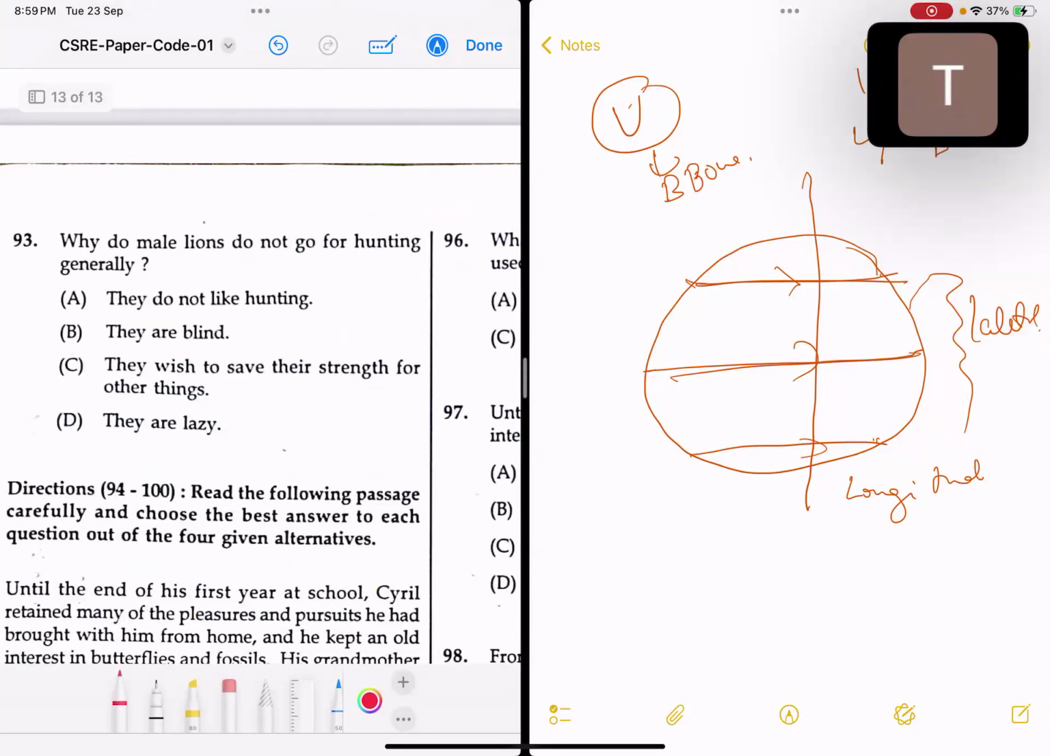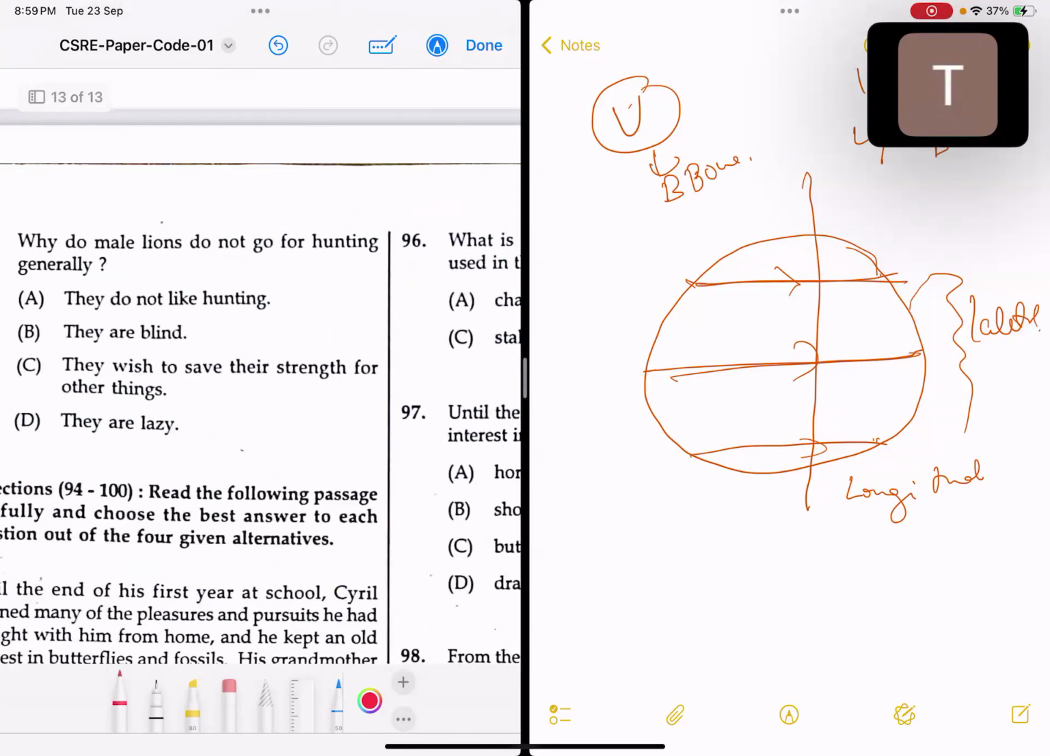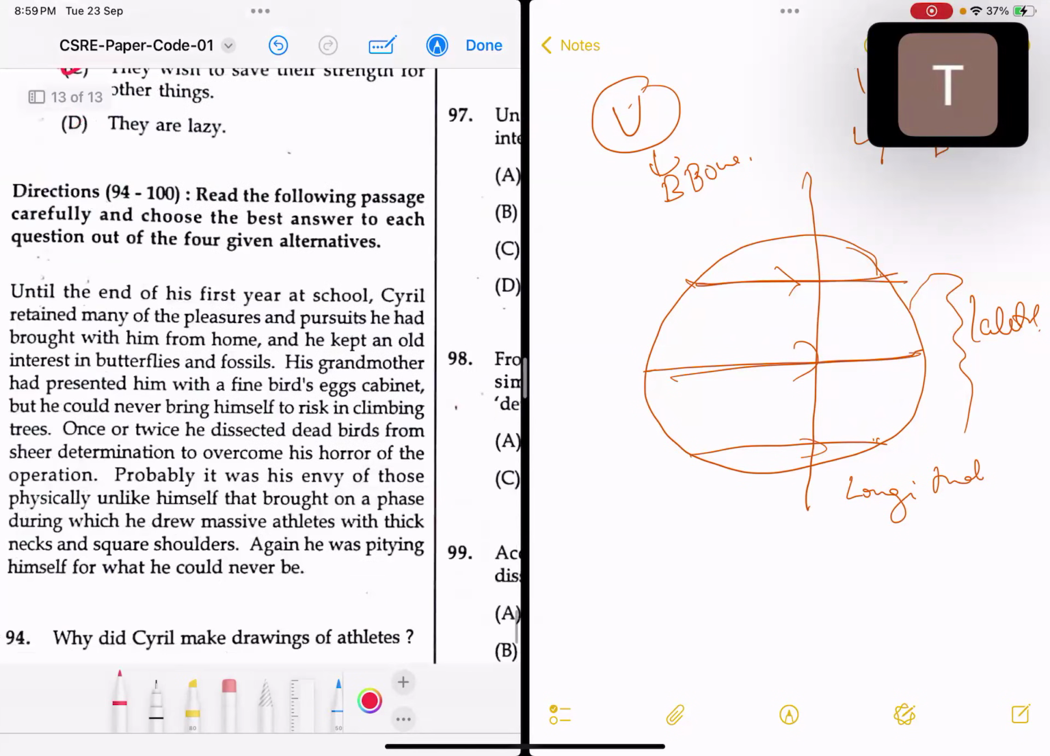Why do male lions generally not go for hunting? It says here that they are a bit hesitant to spend their energy. Why? Because they are going to use it for other things. Male lions do not spend a lot of their energy on hunting because they want to use it for protecting the cubs, the baby lions, from the hyenas, the predators.